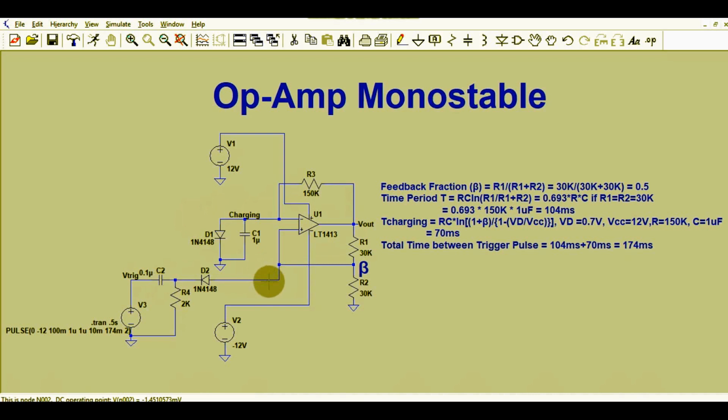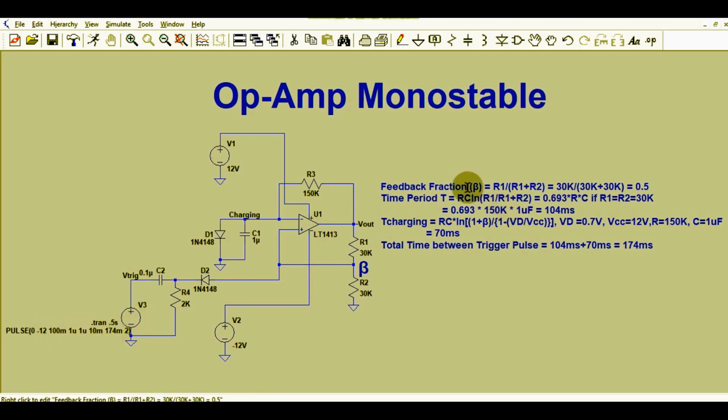The non-inverting terminal is connected to the diode D2, a resistor R4 and a capacitor C2. And for the trigger pulse, I've used a voltage source. It is a pulse with negative voltage, a negative trigger, minus 12 volt, and its delay time is 100 millisecond, rise time and fall time 1 microsecond, pulse duration is 10 millisecond, and total time period is 174 millisecond, right?